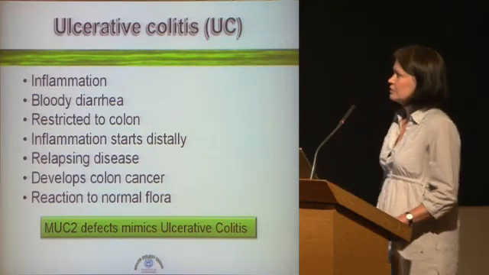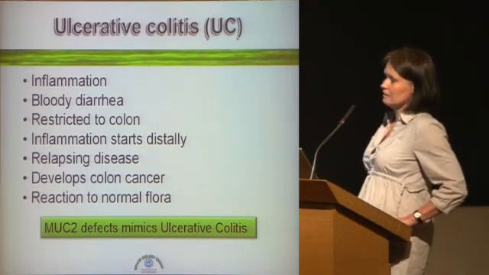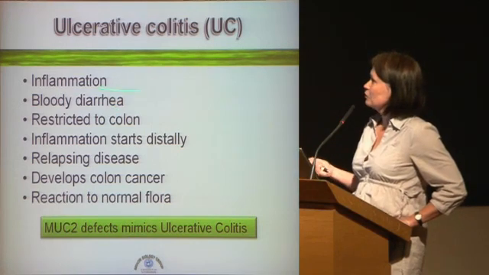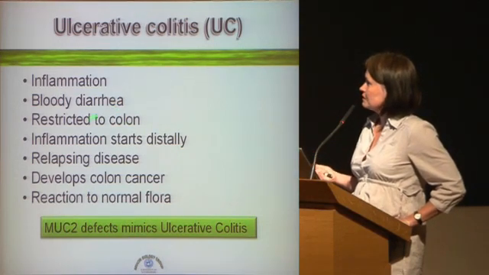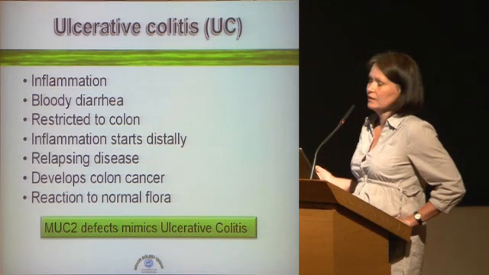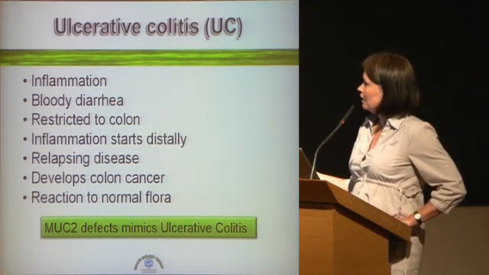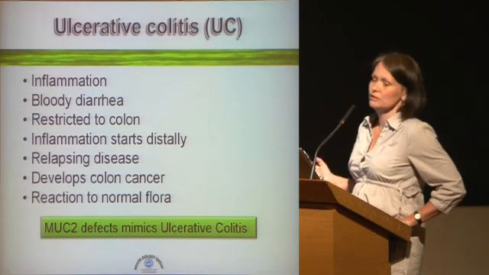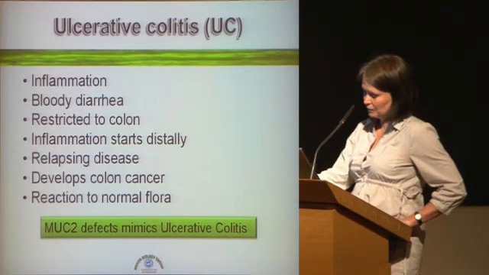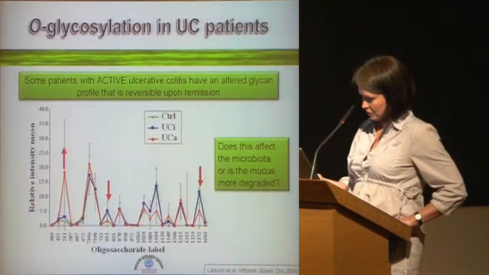So how is this then translated into human disease? I'm mostly interested in ulcerative colitis. Since it is restricted to the colon, it starts distally, where I think the mucus protection is of most importance, and it is a reaction to the normal flora, and a lot of this actually mimics the Mac2 defects that we see. So we looked a bit into patients.